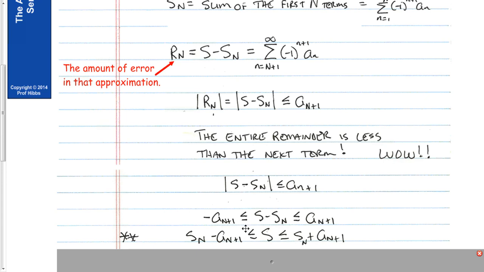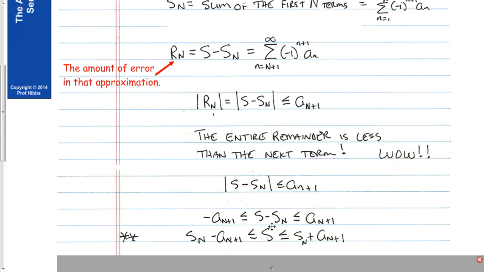And if we take that expression and add S sub n all the way through, it tells us that our actual sum, the value of the infinite series, lies between our estimate minus the next term and our estimate plus the next term.